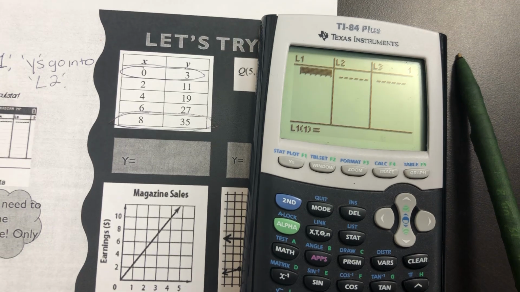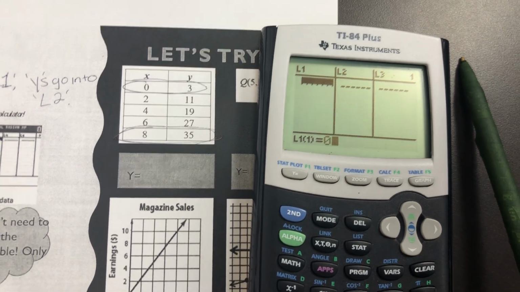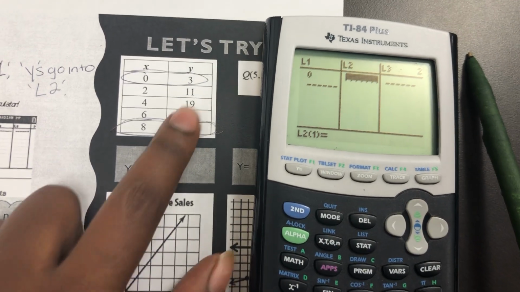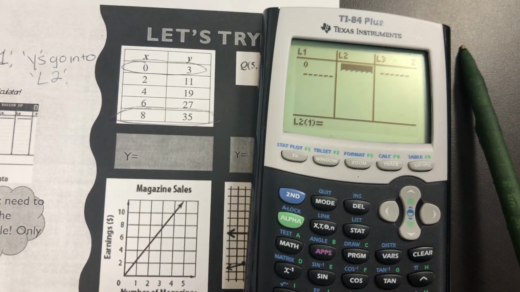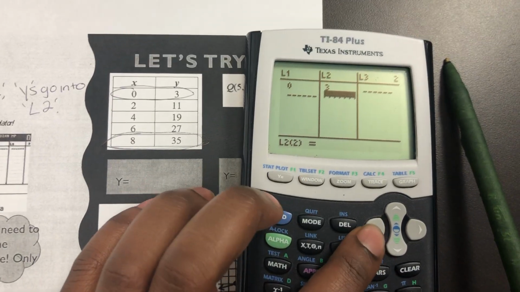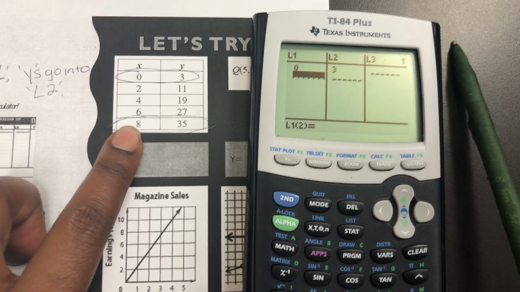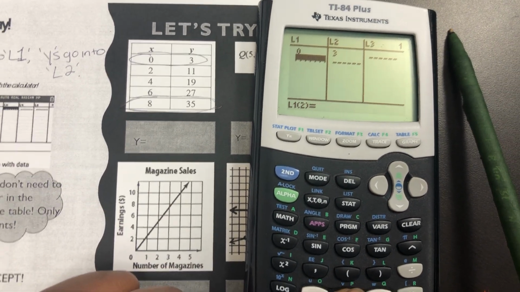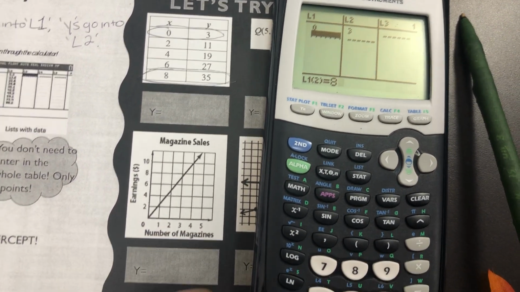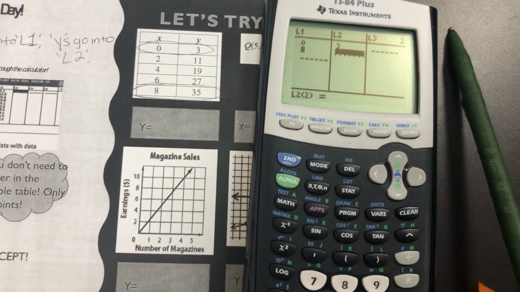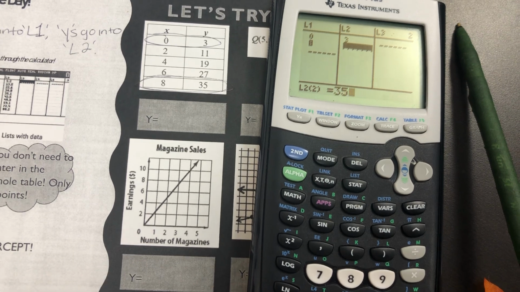So my x's are going to go into L1. So I've got 0 for that coordinate, and then my y's are going to go into L2. So I'm going to type in 3 and enter. So there's my first coordinate. Here's my second coordinate. X and 8 and 35. So 8 is X. Ugh, sorry. So 8, enter. Scoot over. And then 35, enter.